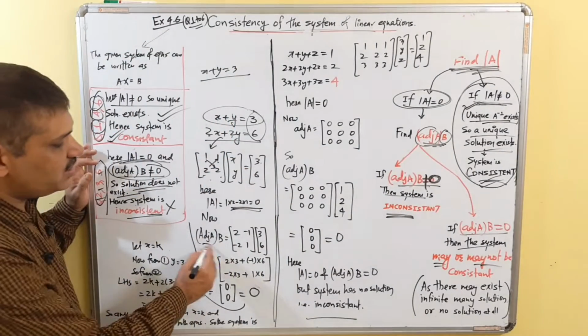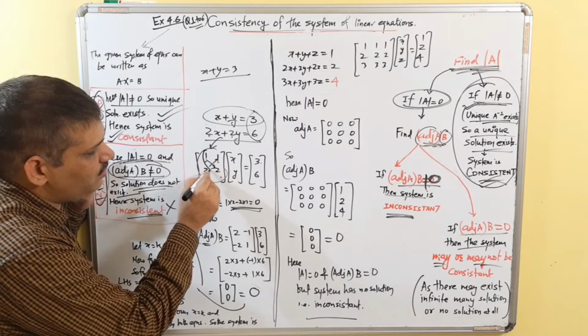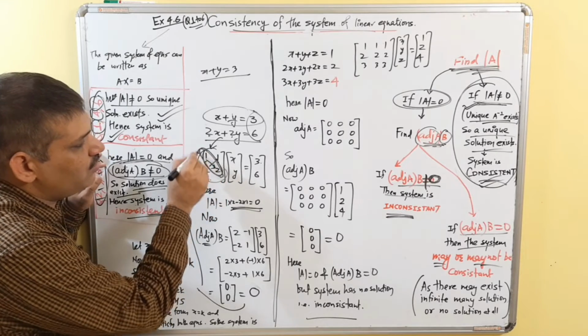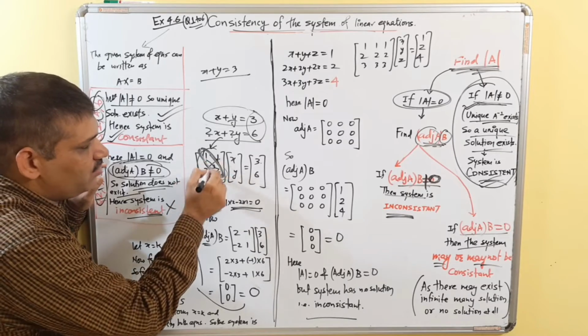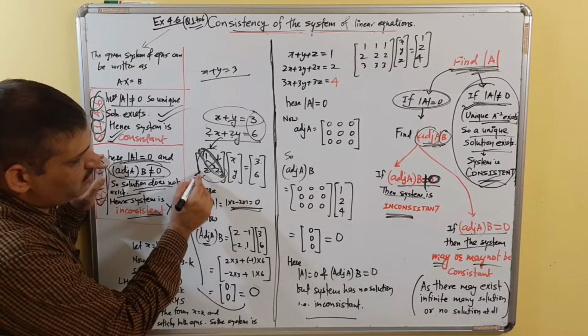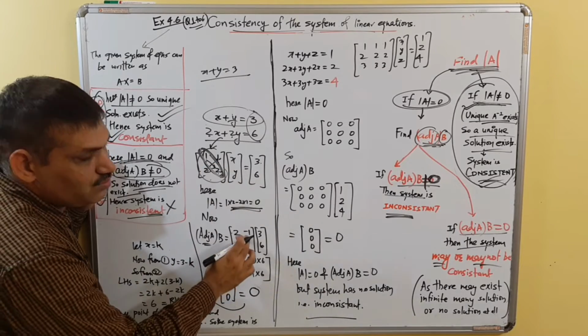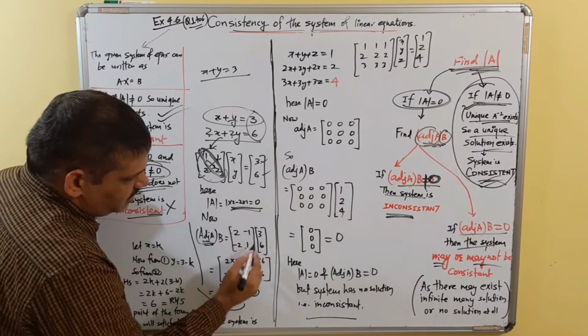Now how is adjoint A found? For the adjoint of a 2 by 2 matrix, what do we do? We interchange these two diagonal elements and we change the sign of these two. So this becomes 2, 1, 2, 1, and changing the sign, minus 2, minus 1, minus 2, minus 1. Adjoint A into B, where B is the matrix 3, 6.